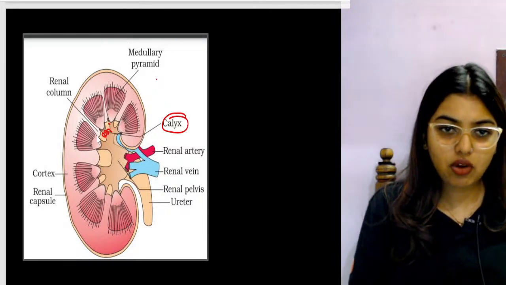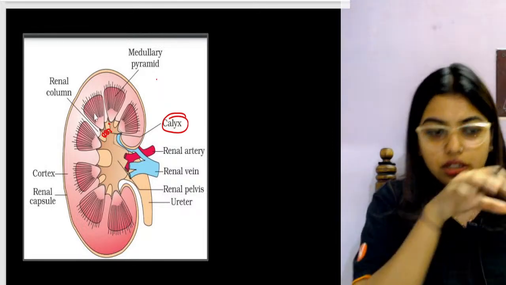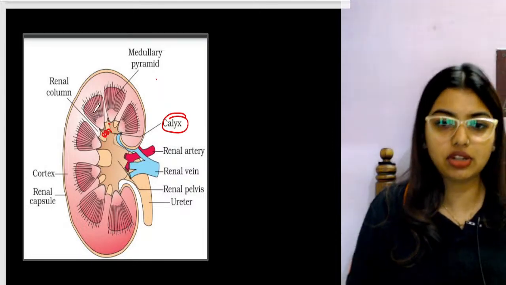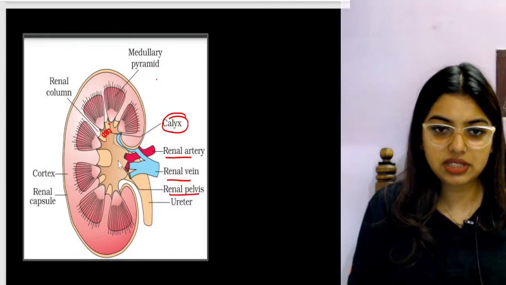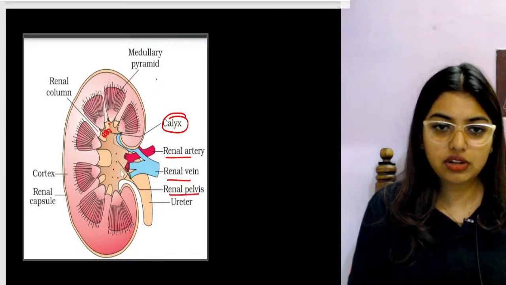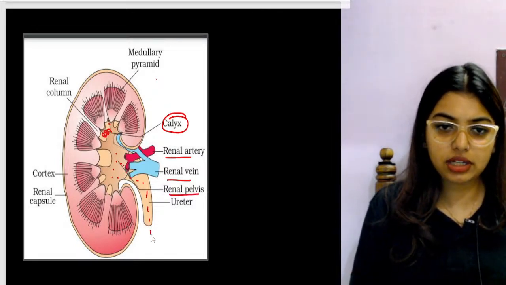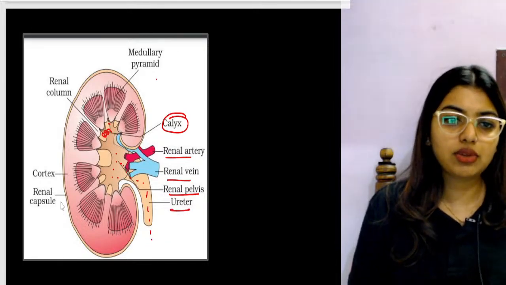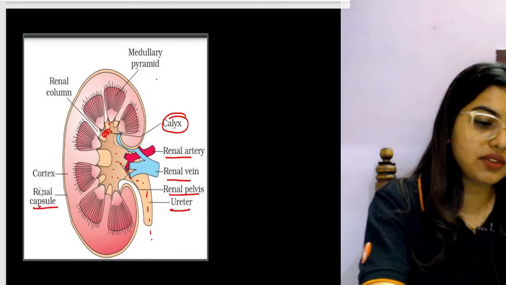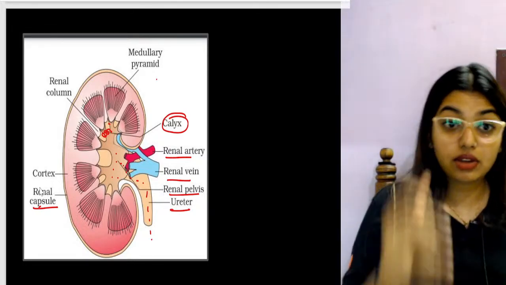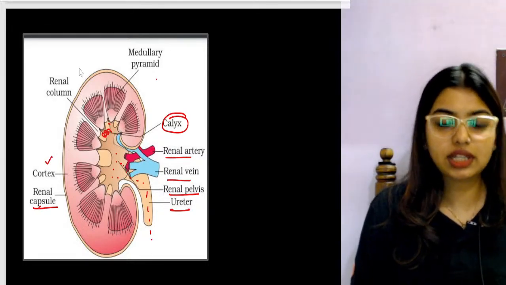Then you have the renal column, column of Bertini. The cortex is extending towards the medulla because of it. Then you have renal artery, renal vein, renal pelvis. Pelvis is this large portion. The urine will be collected here and it will go to the ureter. Then the renal capsule. Capsule is the covering of the kidney, which is going to protect the kidney. Then you have cortex and medulla.